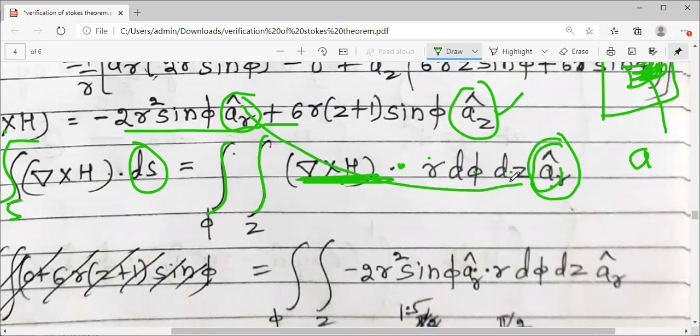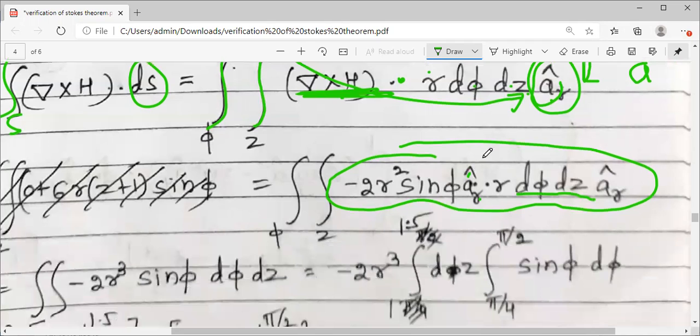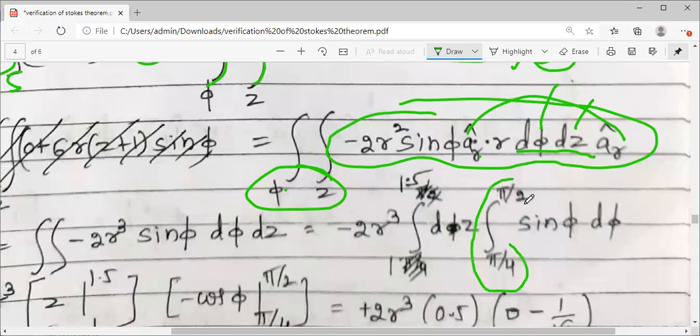So when I take this AR dot AR, I have not substituted, okay? AR dot AR is 1. But when I substitute the second, AZ dot AR, ये second term vanish हो जाएगा. That's why in the surface integration, only the first term I have kept. Minus 2R square sine phi AR and R d phi dz AR. So AR dot AR is 1. Phi and Z are the variables. Phi range is given to you in the question, pi by 4 से pi by 2 है. Z का range is given to you, 1 to 1.5. So substitute the integration limits, and go for separate calculation of the integrations.